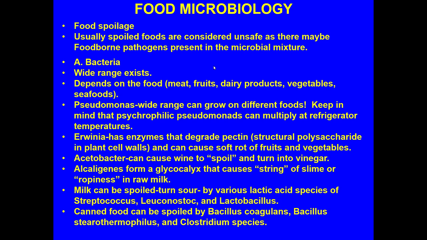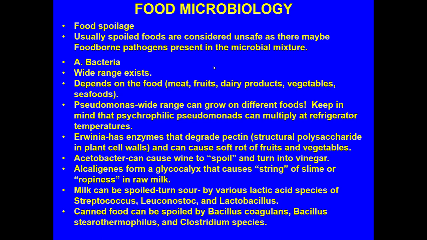Alkaligenes, which forms a glycocalyx. And what you have to think about is this. This is what causes a string of slime or ropiness that you would see in raw milk. Now, the difference between raw milk and the milk you get down at your store is it's been pasteurized. By going through that pasteurization process, it kills off a lot of the organisms that may be in the raw milk, extending its shelf life.